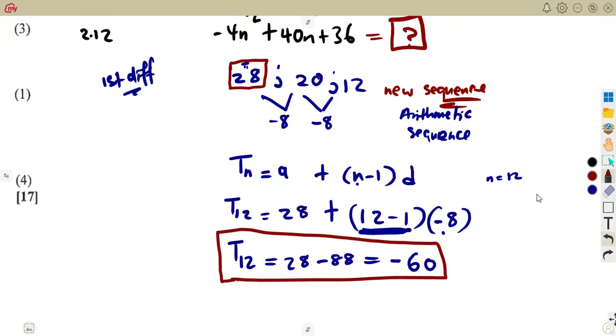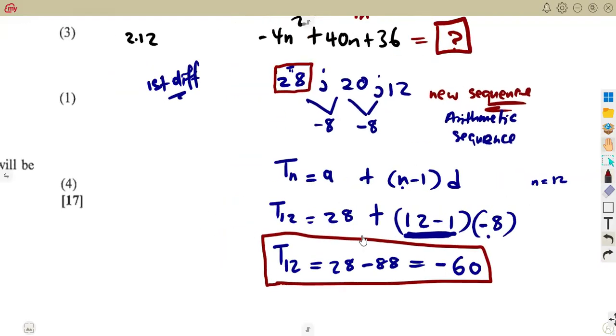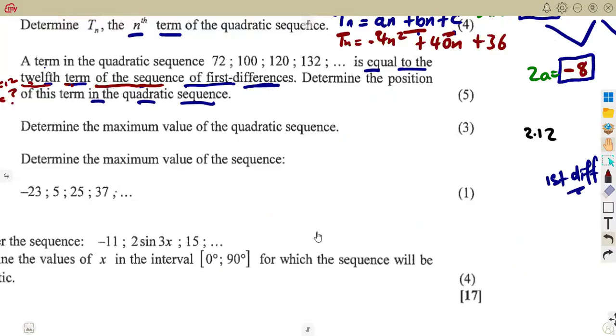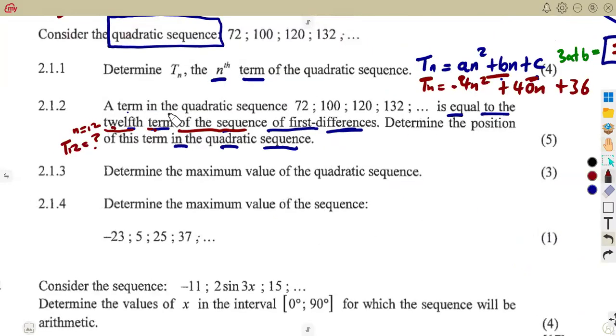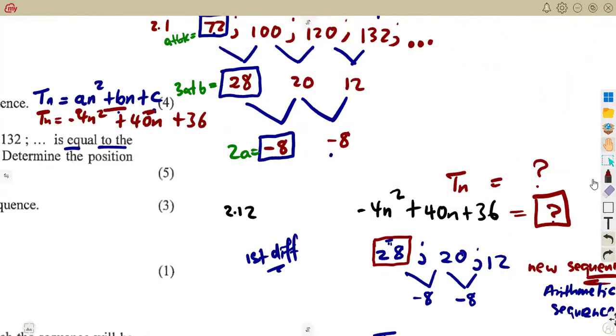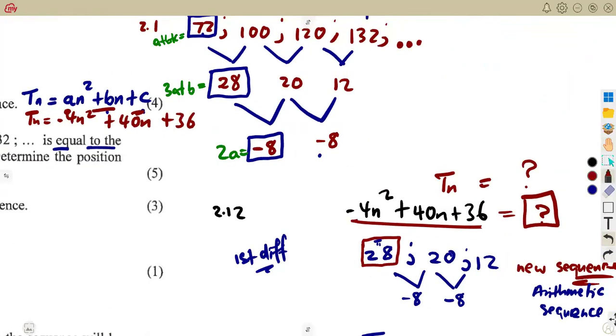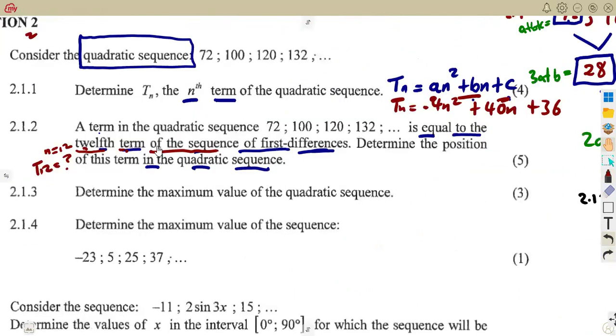-60. So let's get back to our question so that we understand here, because we are still there. The question is, a term in this arithmetic sequence, Tn, which is the one that we said Tn. That part of the quadratic sequence is equal to the 12th term of the sequence. What is the 12th term? Because they're saying it's equal.